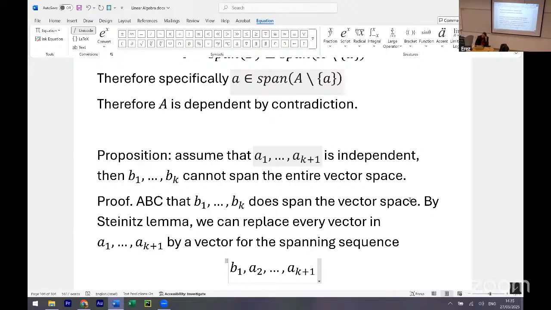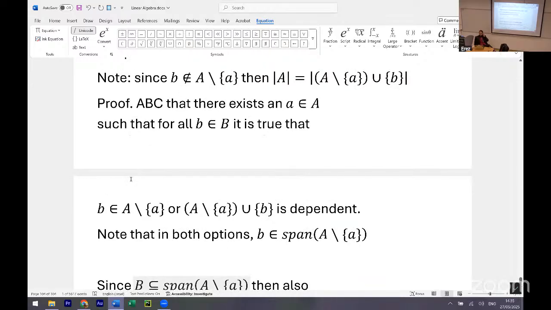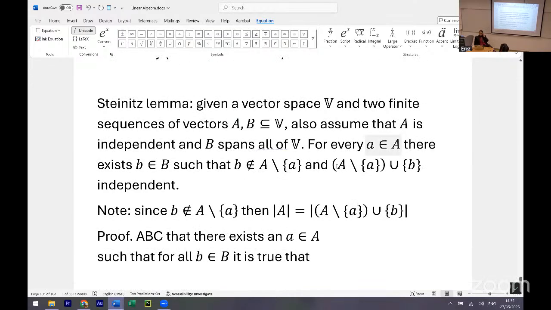And what did we promise with Steinitz? We said for every element of A, we can choose some element of B such that when we replace, look at what I did here. I took the first element, I removed it, and I added instead of it an element of B. And what are we promised about this new set? It's linearly independent, right?